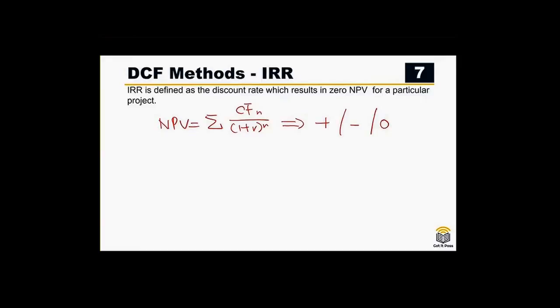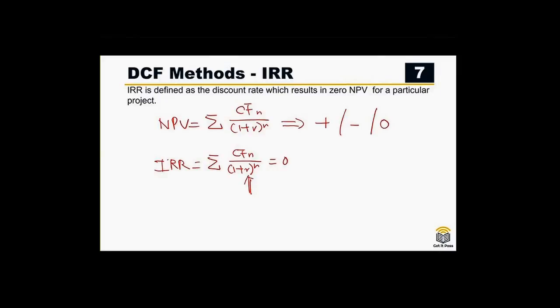For IRR, it adopts the same equation, but it has to be zero. For the summation of future discounted cash flow, it has to be zero. Then IRR means this discount rate; suppose only one discount rate can give the result of zero NPV.